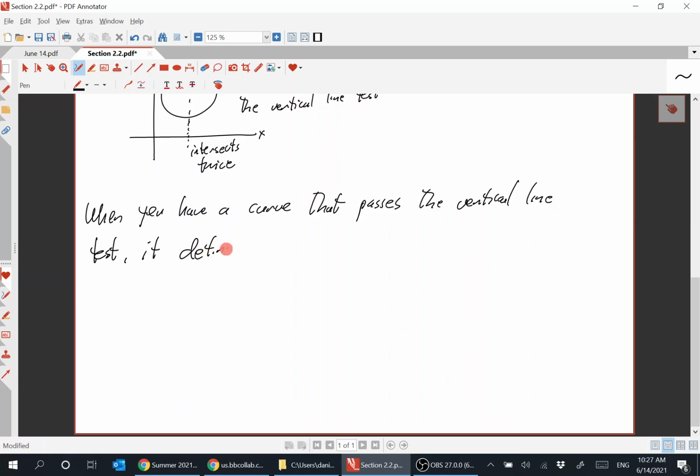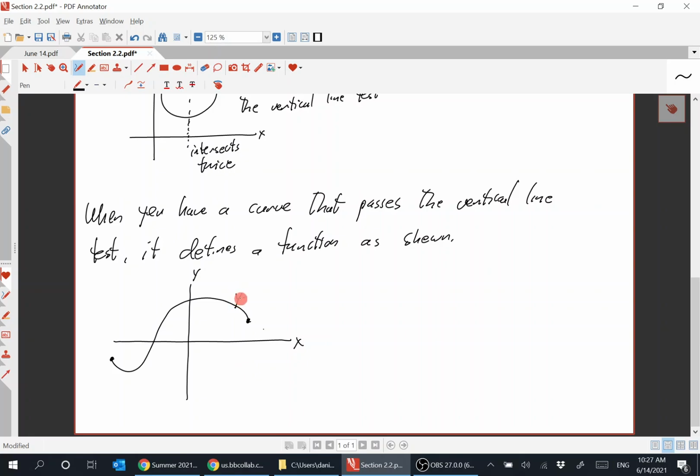It defines a function as shown. So here's an x-axis, here's a y-axis. The horizontal is the x, the vertical is the y. Here's a curve, looking like that. And we'll label the curve y equals f of x.